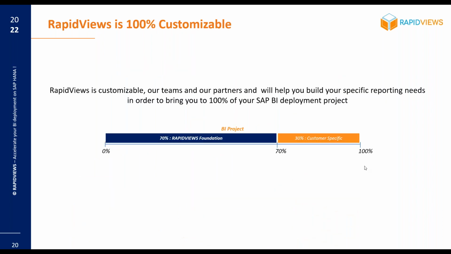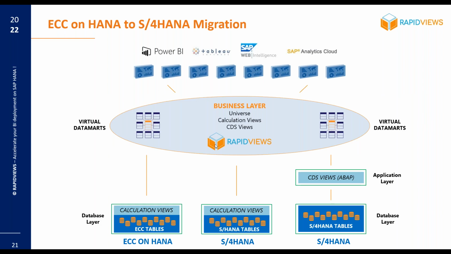Okay, so it's then 100% customizable Rapidviews, and we say that on average we provide like 70% of our foundation, depending on the customer. And to realize then the 30% of customer specifications and specific developments and reporting needs, we have a very useful tool, which is called the BI Smart Repository, which we show later on.